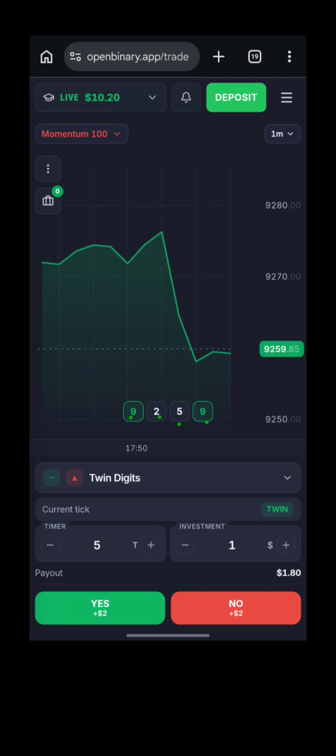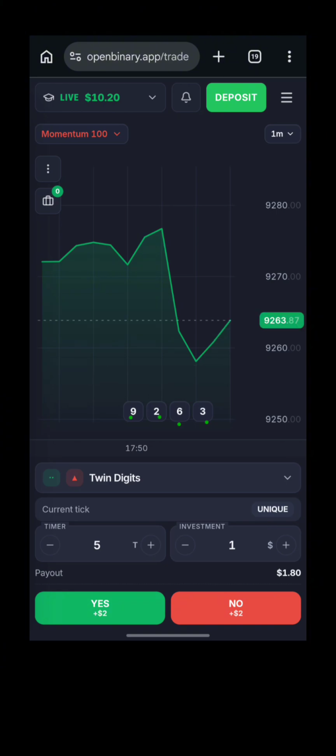had placed our trade by saying yes, that you're going to have twin digits or digits repeating themselves, we are going to be in the capacity of making a profit. And if we are predicting that we are going to have unique digits, we can predict by clicking on the no, where we'll be expecting all the digits to be unique.